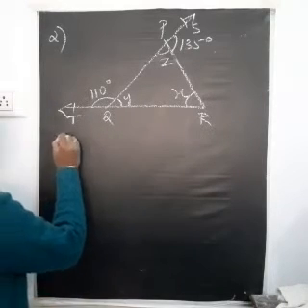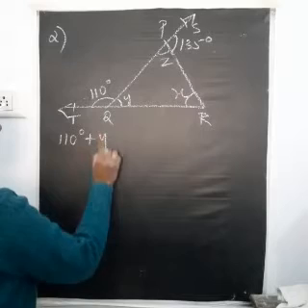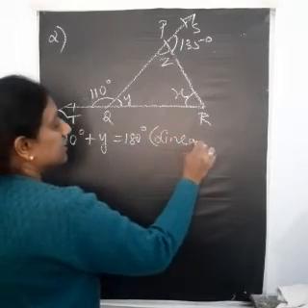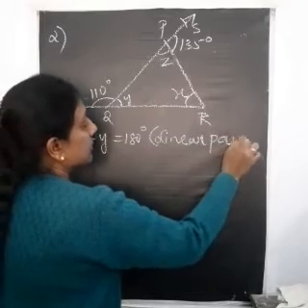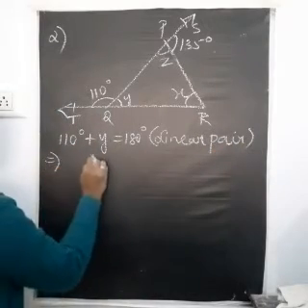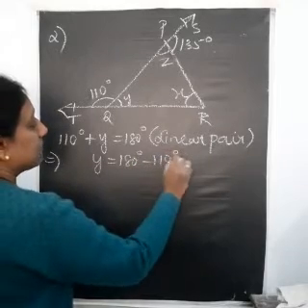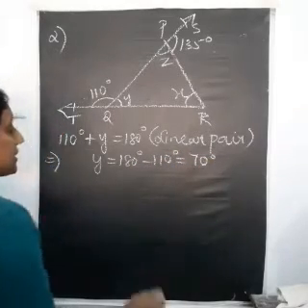So what can I say? 110 plus Y equal to 180 degrees. Why? Because they are linear pairs. Okay. So that implies what is Y equal to? 180 minus 110, which is equal to 70 degrees.